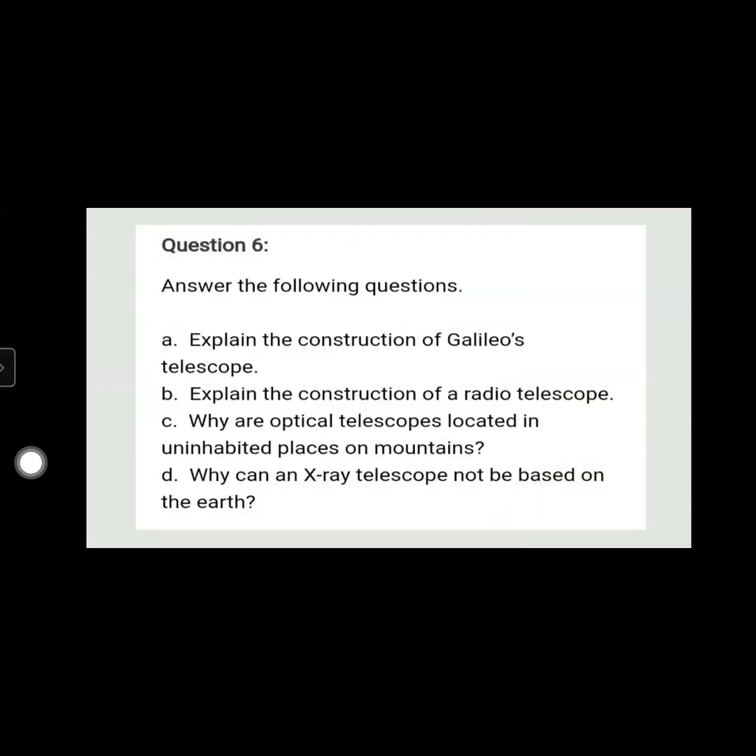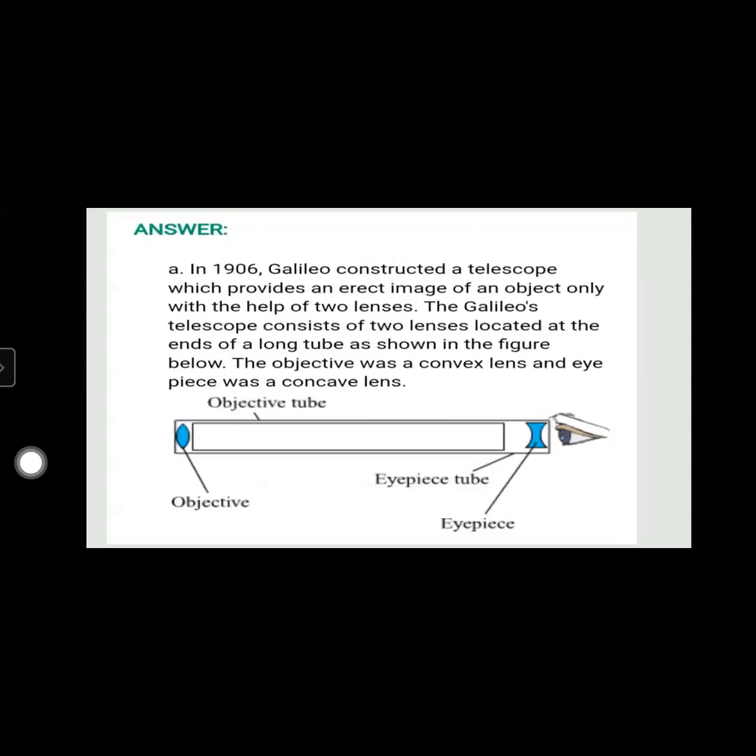Okay, now next question. Question number 6. Answer the following questions. Explain the construction of Galileo's telescope. Then next is explain the construction of radio telescope. Then why are optical telescopes located in uninhabited places on mountains? Why can an X-ray telescope not be based on the Earth? So let us see how to write the answers for this.